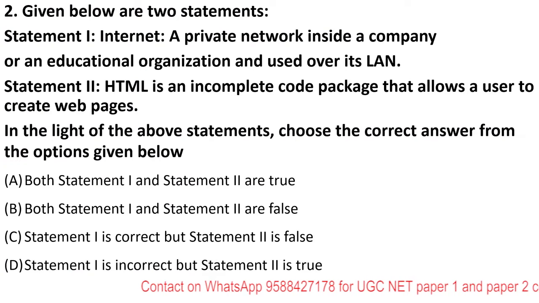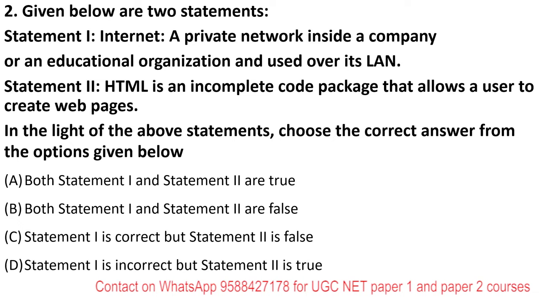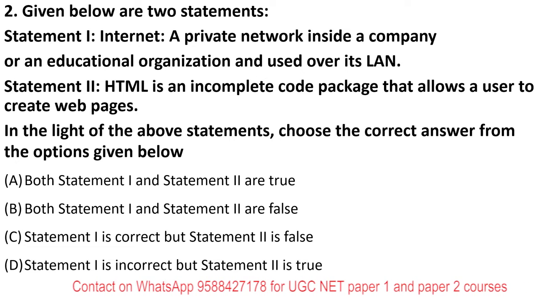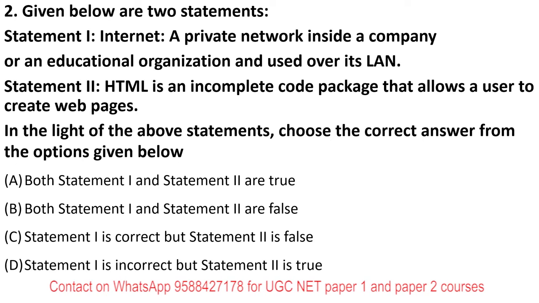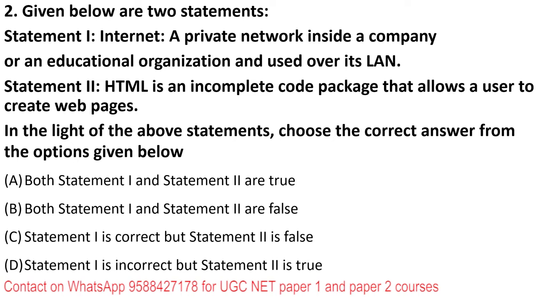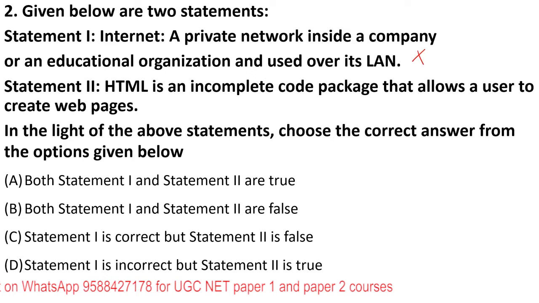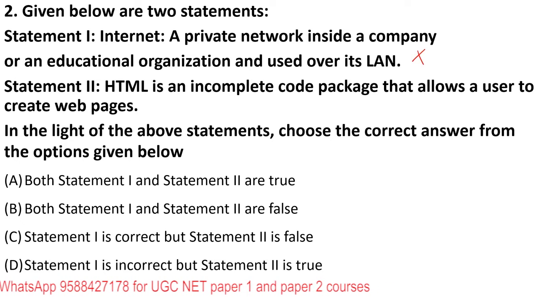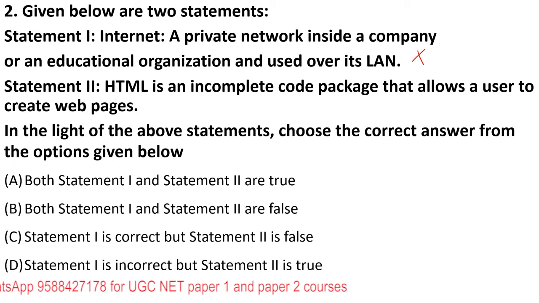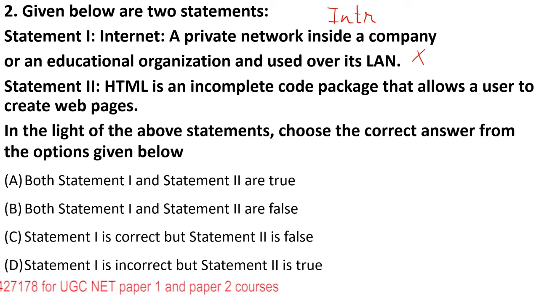Now this question is saying, given below are two statements. You have to tell if one is correct or the other is correct, or if both are true or both are false. Let's read the statements. Statement 1 is saying that internet is a private network inside a company or an educational organization. So this is absolutely wrong. We all know that internet is used all around the world. It connects computers to all the computers around the globe. So this definition is more apt for intranet. So intranet is used within an organization.